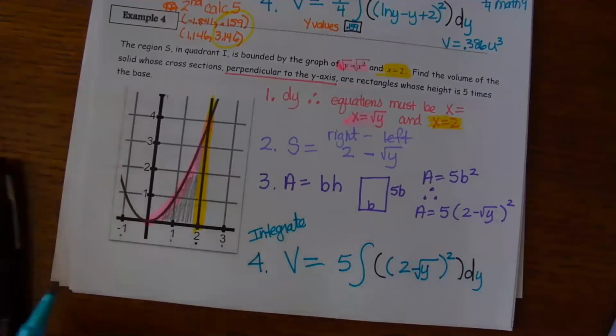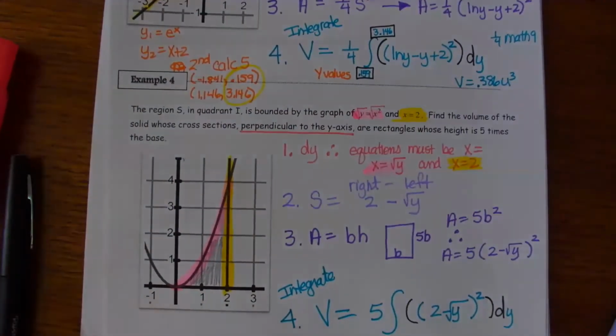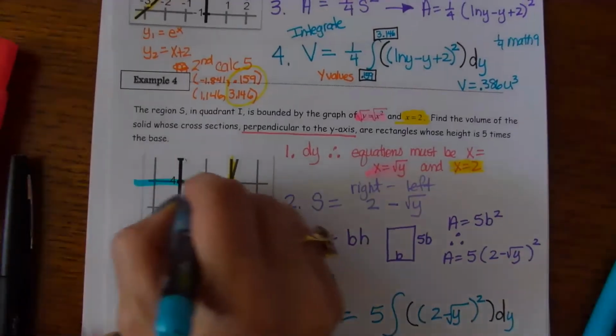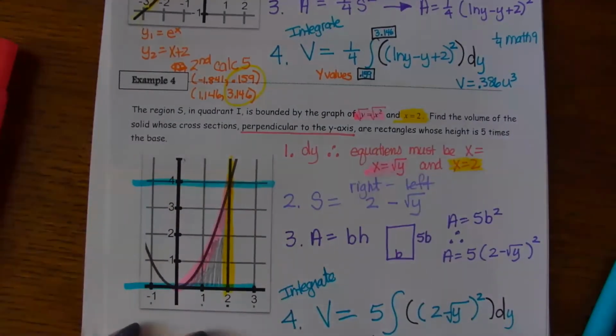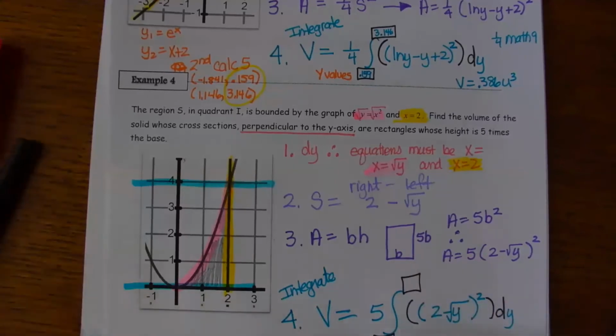Now on this one, I don't have to put it in my calculator to see where they intersect because I can see that the bottom is right here and the top is right there. So what values are going to go in there? 0 to 4.